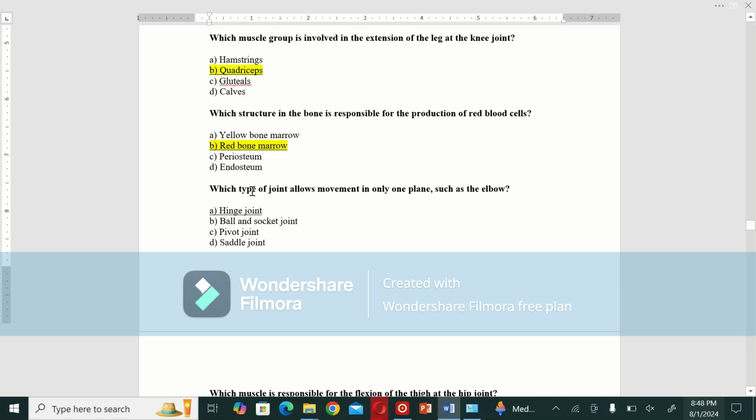The next MCQ is: which type of joint allows movement on only one plane, such as the elbow? A. Hinge joints, B. Ball and socket joints, C. Pivot joints, and D. Saddle joints. So the correct option is A.